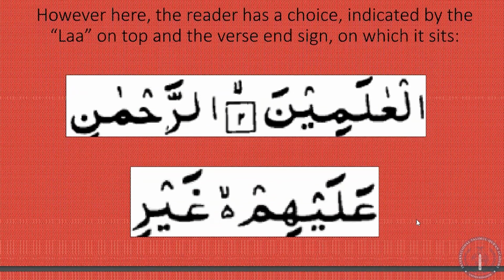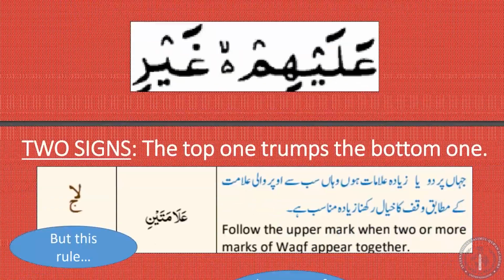Okay, and then sometimes you'll get it on top of a verse end sign, like here and here. It means that you can stop at the verse end, or you can choose to not stop, as the la indicates, okay? Right, so here.